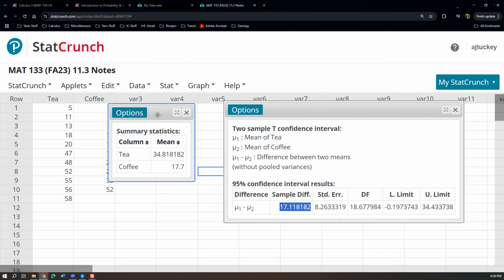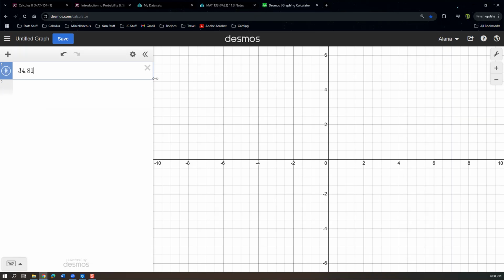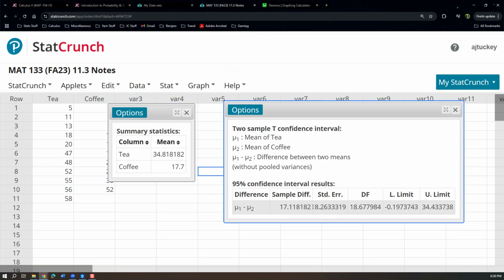So it's 34.8182 take away 17.7. So then I would grab Desmos really quickly, and then I would find that subtraction. 34.8182 take away 17.7, and sure enough we get 17.1182, which if we look was exactly what it was saying right here. Now I know what you're thinking. You're thinking, well, that's a second method right there, just to look at the output. Yes, but that's cheating. So we're going to come up with a different method.